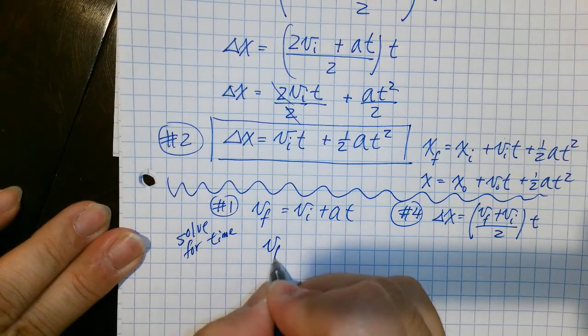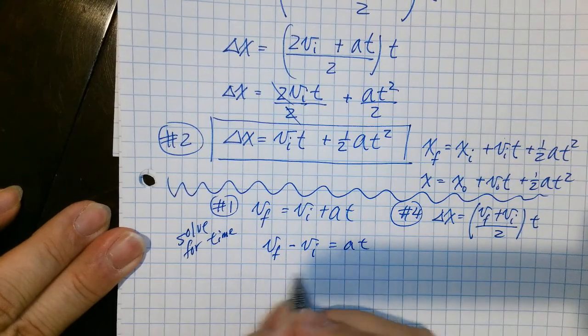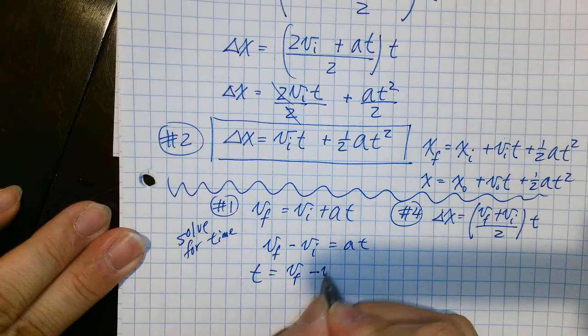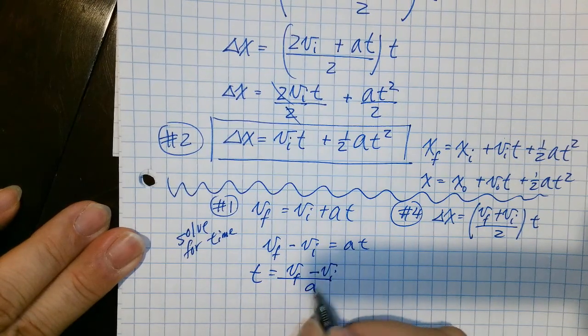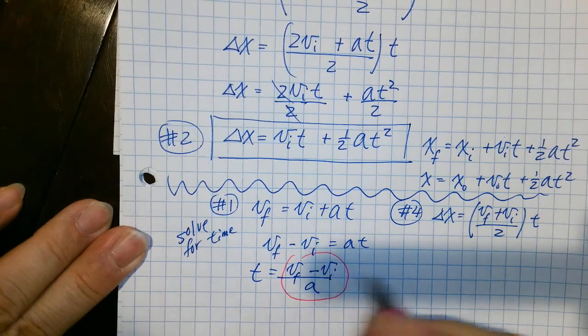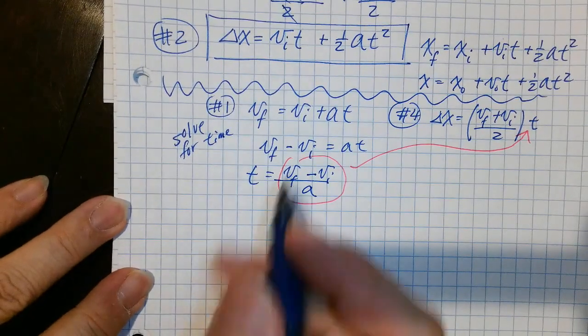So VF minus VI is equal to AT. So my T is equal to VF minus VI over A. So I will substitute this into my equation 4.